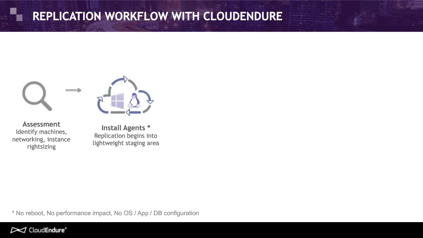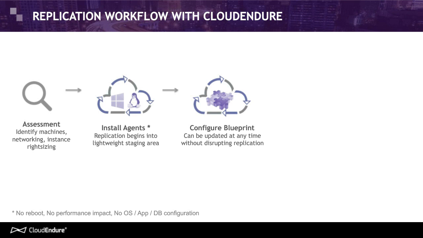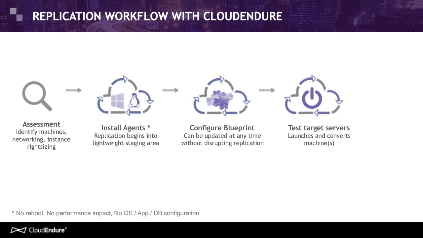And while that's happening, you can configure what we call the blueprint. The blueprint will eventually dictate where each machine belongs when you need to launch it in the time of a disaster, and how it should be provisioned. So what instance types it should use, what storage device type it should use, what IP addresses should be assigned, and so on.